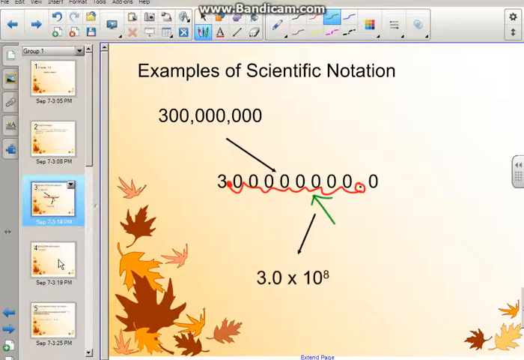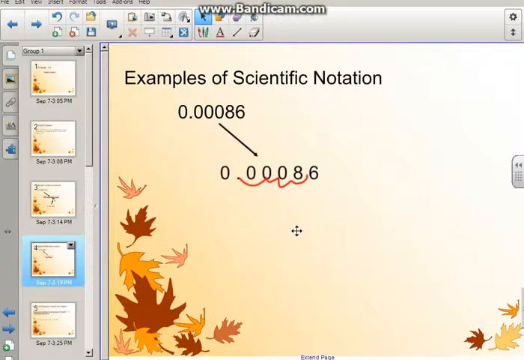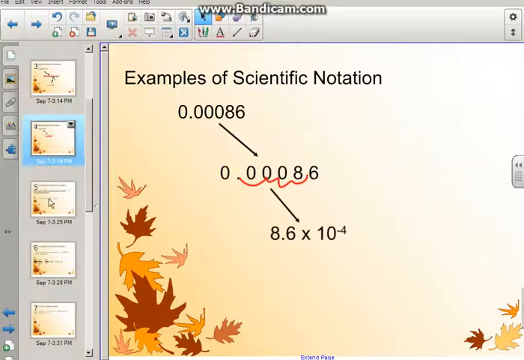Let's do another one. Let's say we have 0.00086. Again, we want to visualize the space between the numbers, and we take our decimal point and we move it over until we have one non-zero number to the left. So I moved it over 1, 2, 3, 4 spaces. So now I have 8.6 times 10 to the negative 4. It's negative because this is a number less than 1. I had to move my decimal to the right. We'll get plenty of practice with this, so if you don't think you quite get it, don't worry about it just yet.